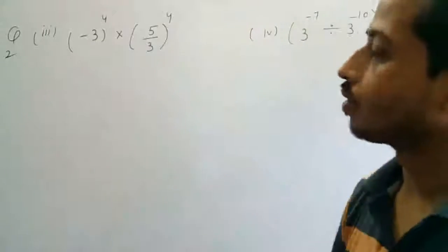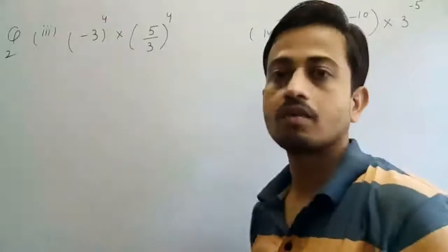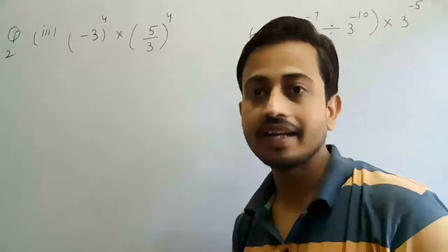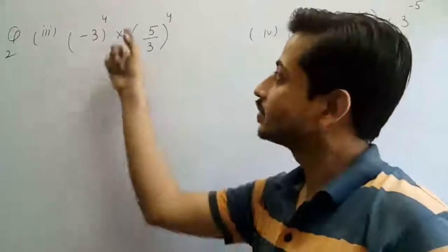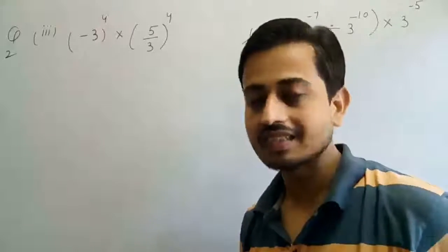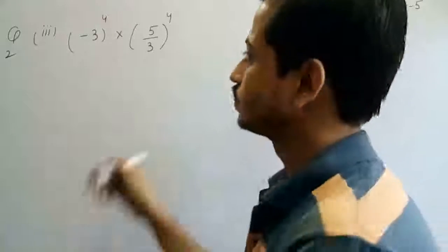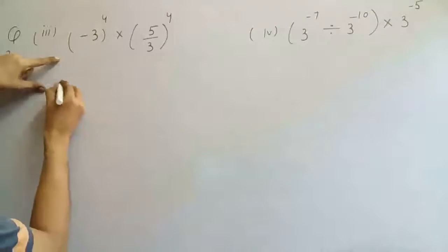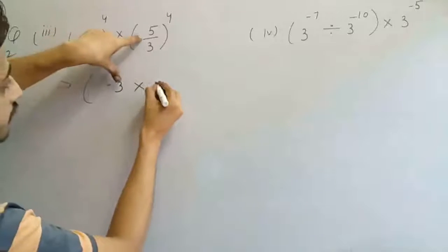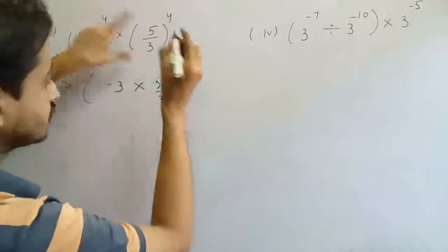Now please look at the board. Question number 2 part 3. Minus 3 raised to the power 4 multiply 5 by 3 raised to the power 4. Again what have we noticed? You have noticed the power is same. So what's the answer? If the power is same, exponent gets multiplied. So in this what we have to do? Exponent gets multiplied. So minus 3 multiply 5 by 3 and power remains same.